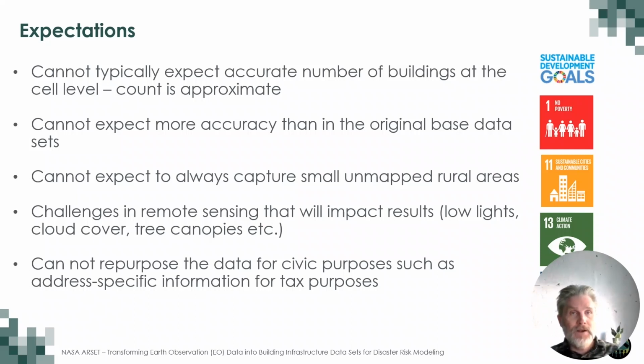And it cannot be expected that it'll always capture small unmapped rural areas. This is a consistent problem in mountainous regions or in areas that remote sensing isn't good at capturing. For example, areas with low night lights are sometimes difficult to capture. There's a lot of cloud cover or tree canopies. All of these make it very difficult to find rural communities that might be impacted by large disasters.